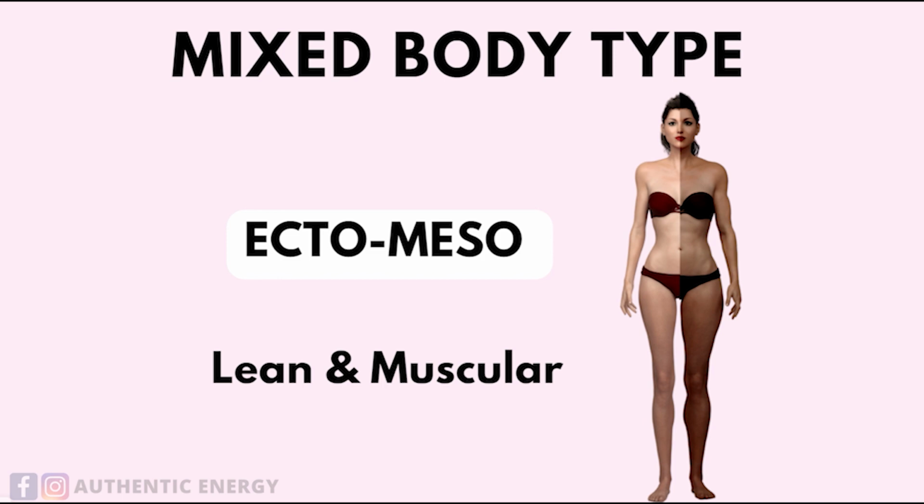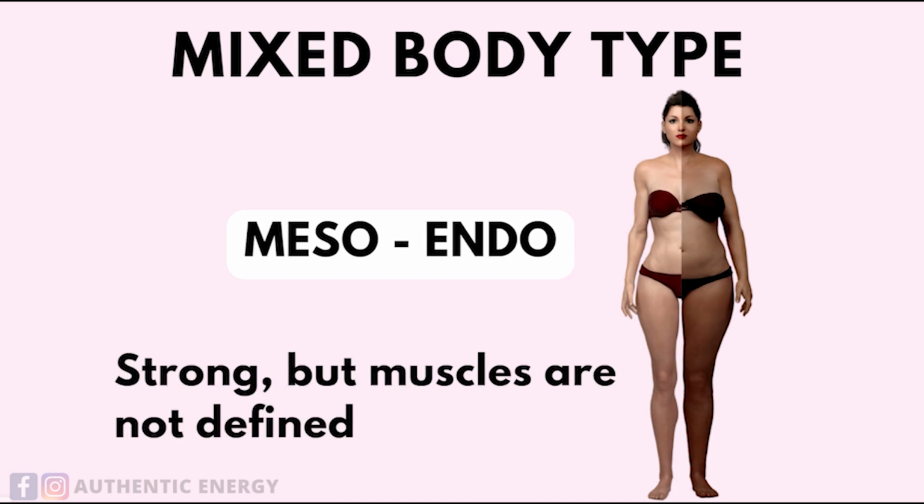The first mixed body type is ectomesomorph. It's a combination of ectomorph and mesomorph, which means your body is very lean and muscular. You're very slim, but you're also very muscular, so you can be ecto and meso. Now the next combination type is meso-endo.